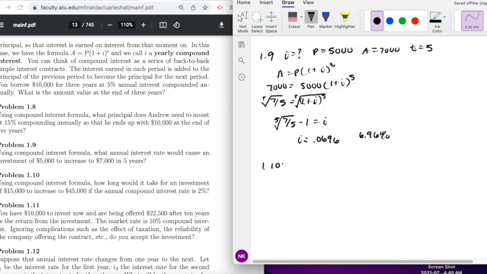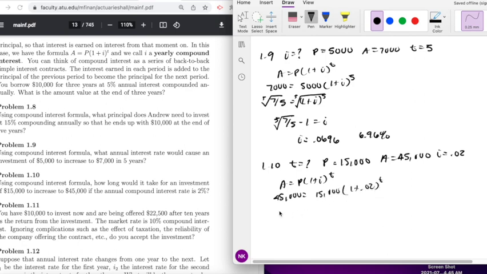1.10, using the compound interest formula, how long would it take? So we're looking for t. The initial amount P is equal to 15,000, and you want it to increase to 45,000, compounding annually at an interest rate of 2%. So using our formula, A equals P (1 + I)^t, 45,000 equals 15,000 (1 + 0.02)^t.